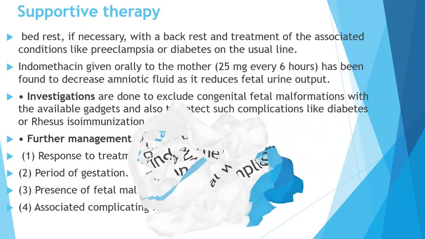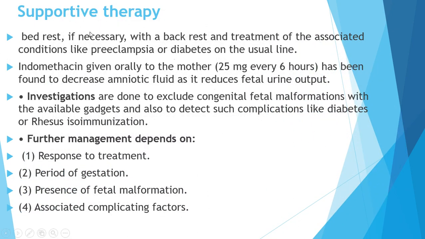So first, supportive therapy. We can provide the patient bed rest, because we already explained there is a chance of premature rupture of membranes. In that case we have to give bed rest, if necessary with a back rest, because the mother is having dyspnea. Also treat associated conditions like preeclampsia or diabetes as usual. If the patient has preeclampsia or diabetes, the same line of management should be given.